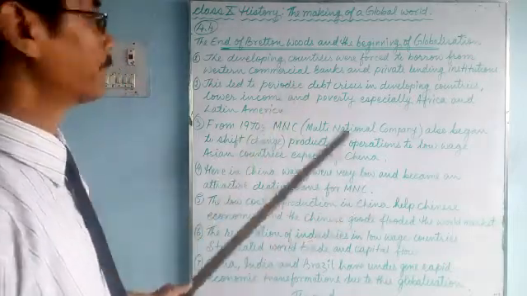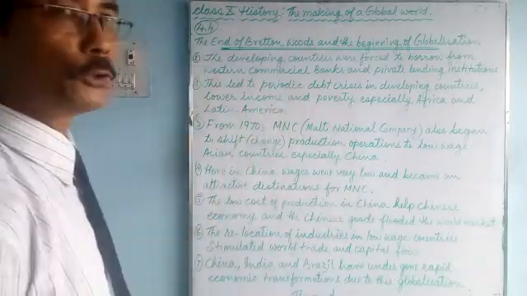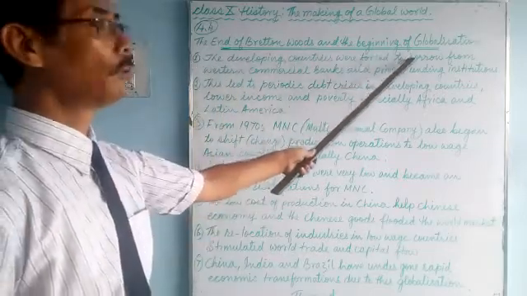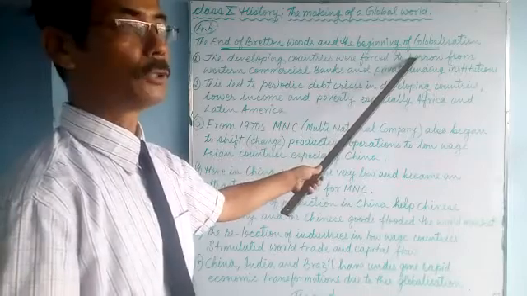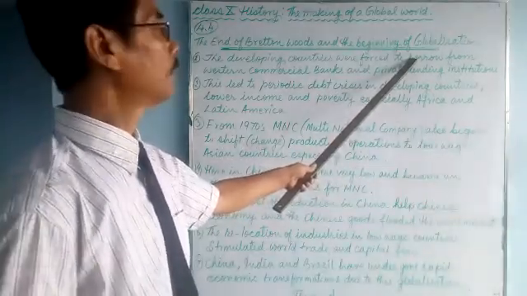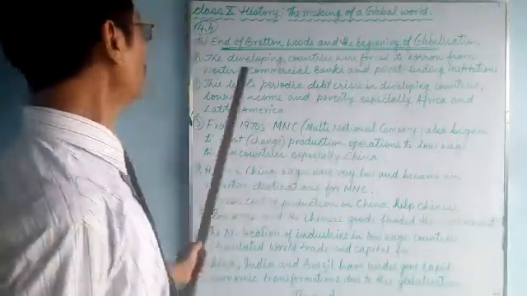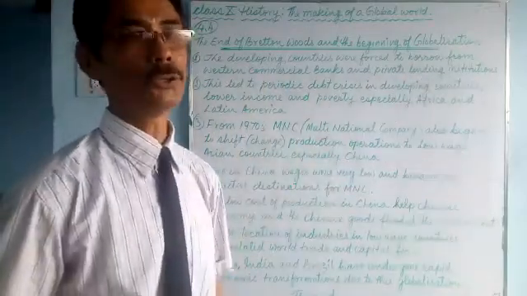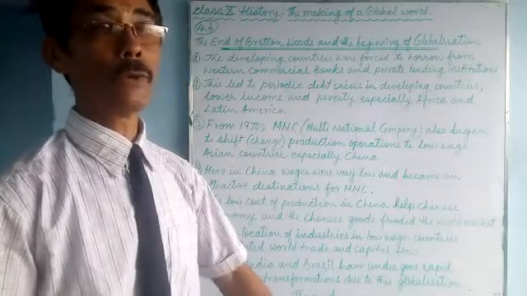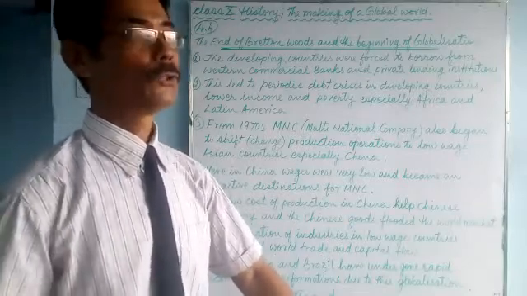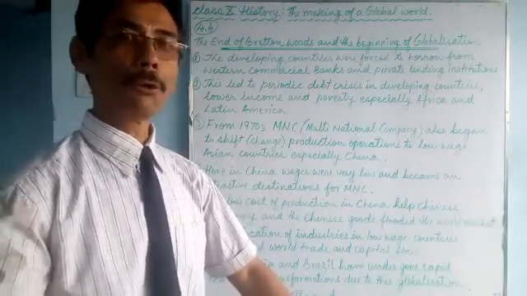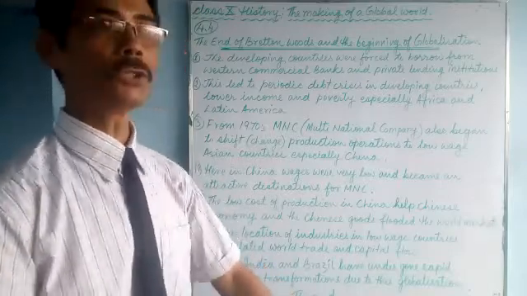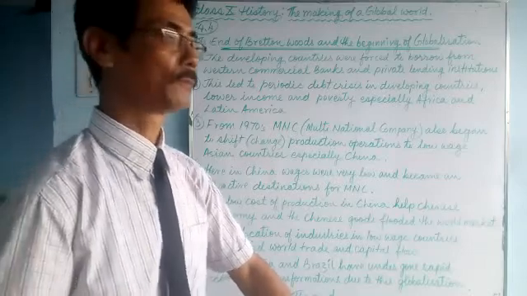What happened after that? I've written 7 points over here. Number 1, the developing countries were forced to borrow. They were forced to borrow because they had to wait. They were forced to borrow from Western commercial banks and private lending institutions. So they could not wait any longer, and they were forced to turn towards private lending institutions and Western commercial banks.